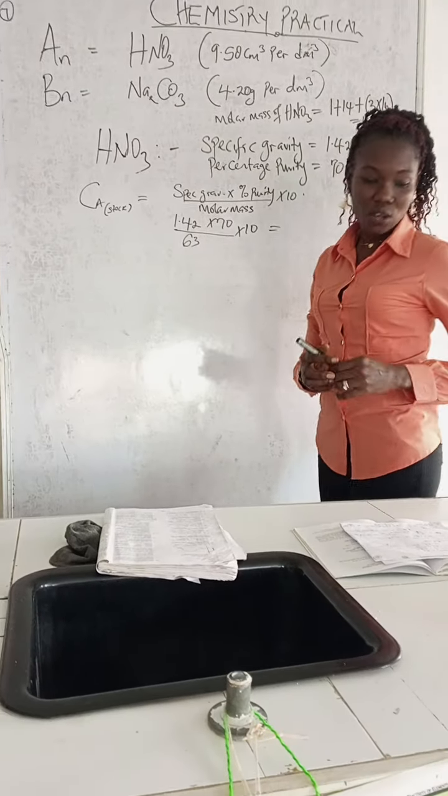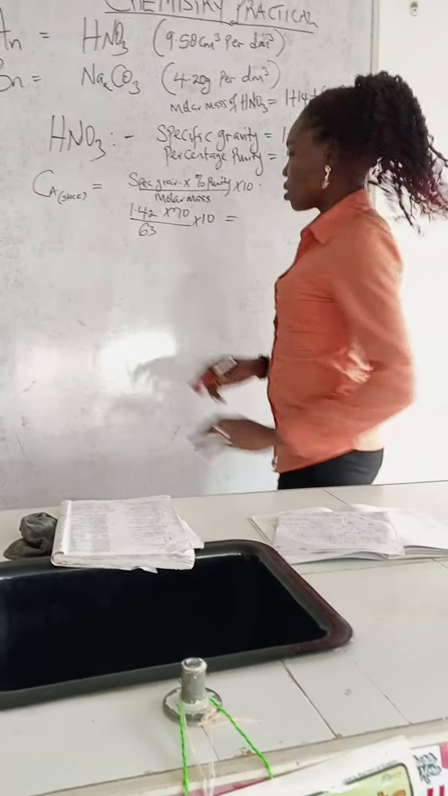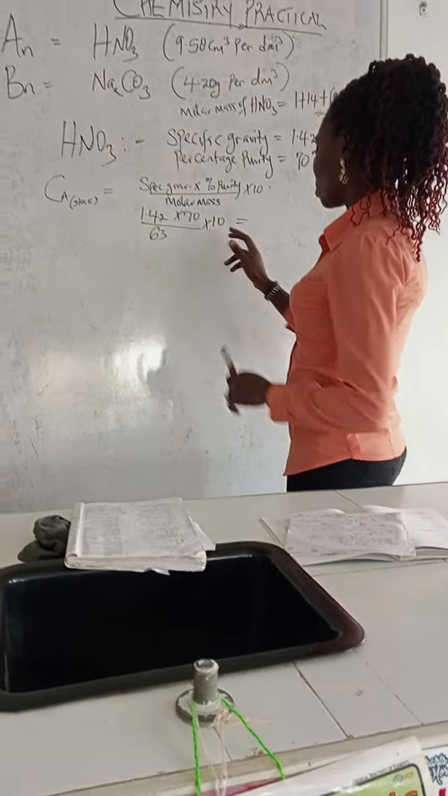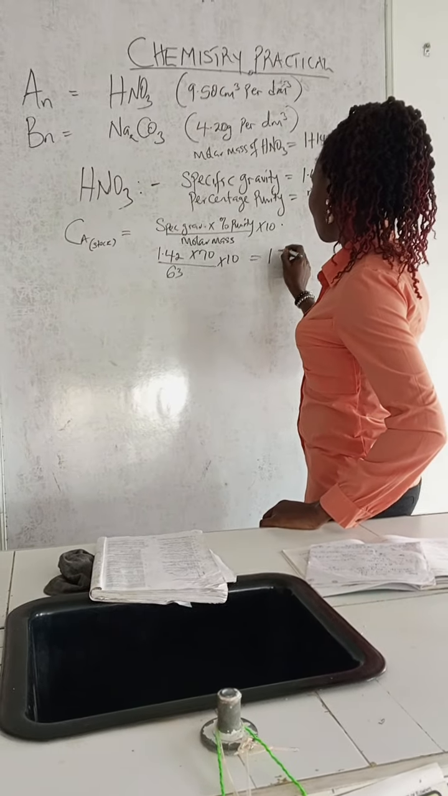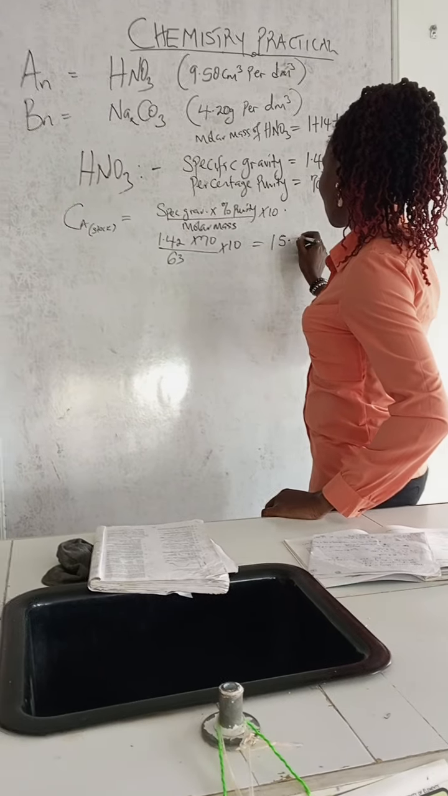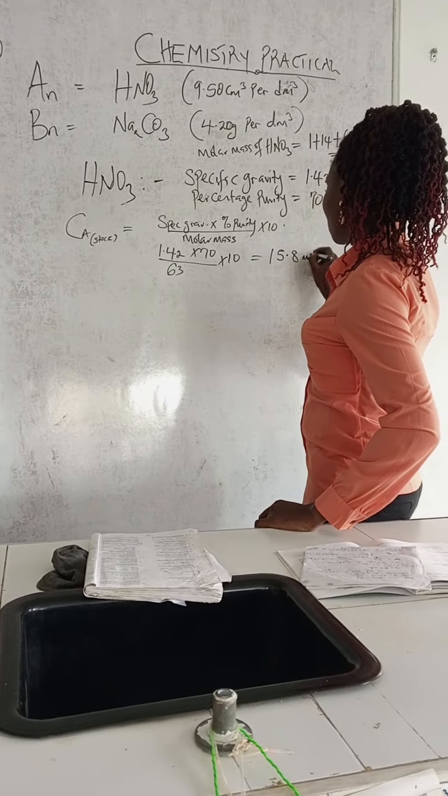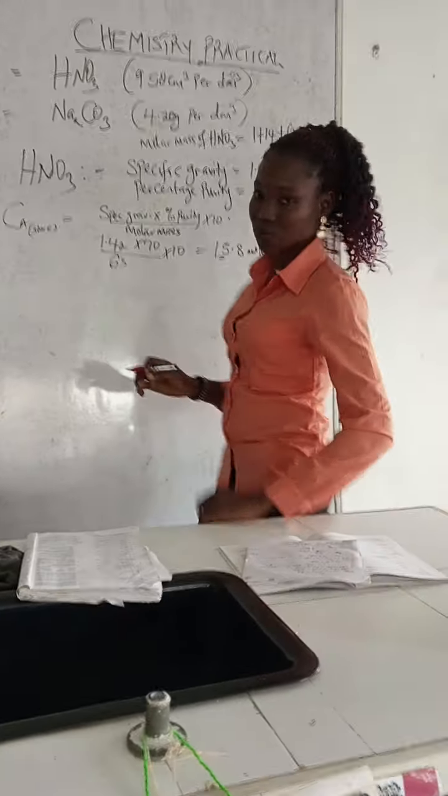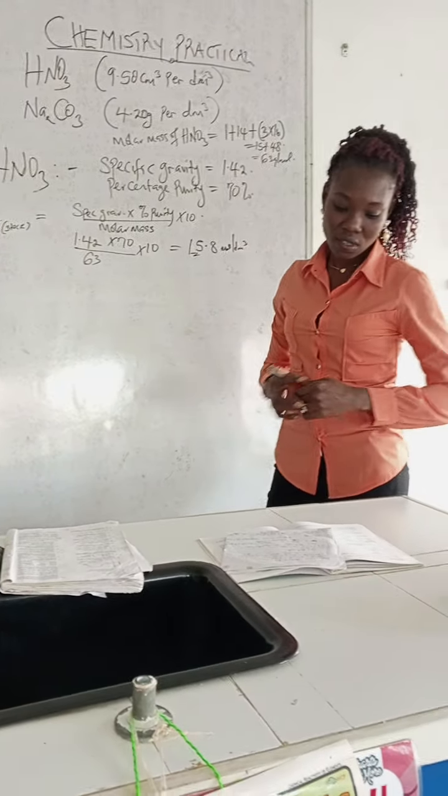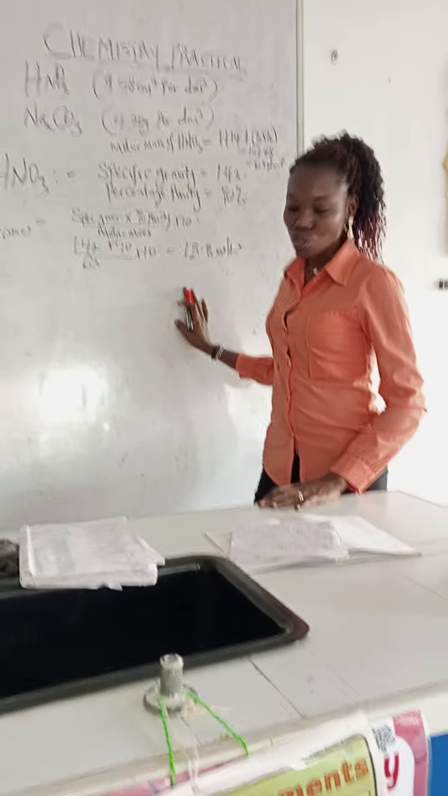When you do your calculation, you multiply this and divide this and multiply by 10, you're going to get 15.8 mole per dm³. That's the concentration of this stock solution.